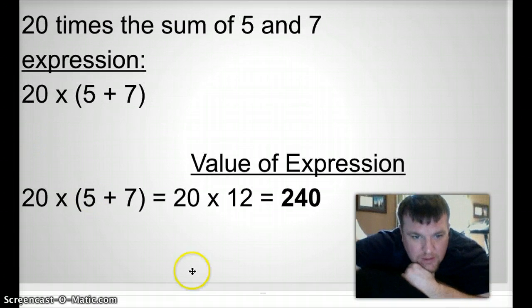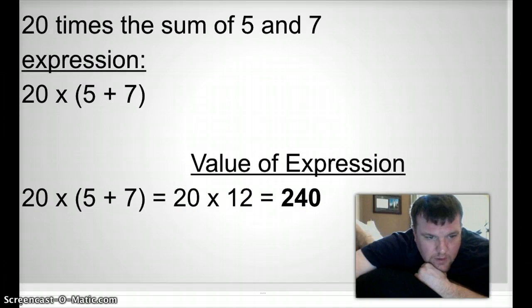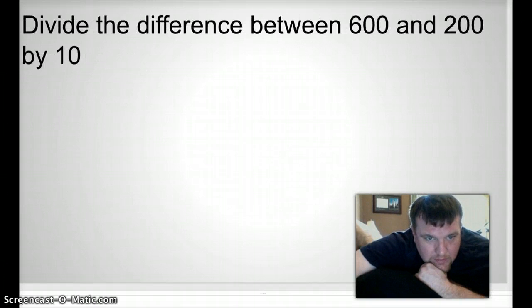This is what you should have done. Well, 20 times (5 plus 7) equals 20 times 12, because 7 plus 5 is 12. And 20 times 12 is 240. I did 2 times 12 is 24, and then added the 0. Let's try the next one.